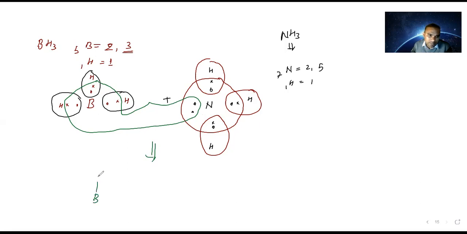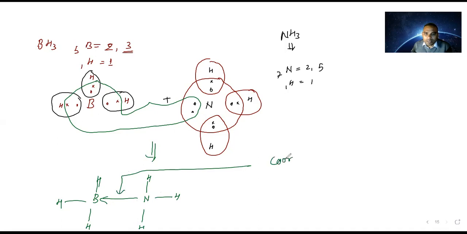You see, this is the BH3. Here is hydrogen, and the downside hydrogen. It is taking the electron pair, so this is the arrow. Here is the nitrogen, and these are the hydrogens. Can you understand this? So this is the coordinate bond. Now understood this one. Is it clear? Yes.